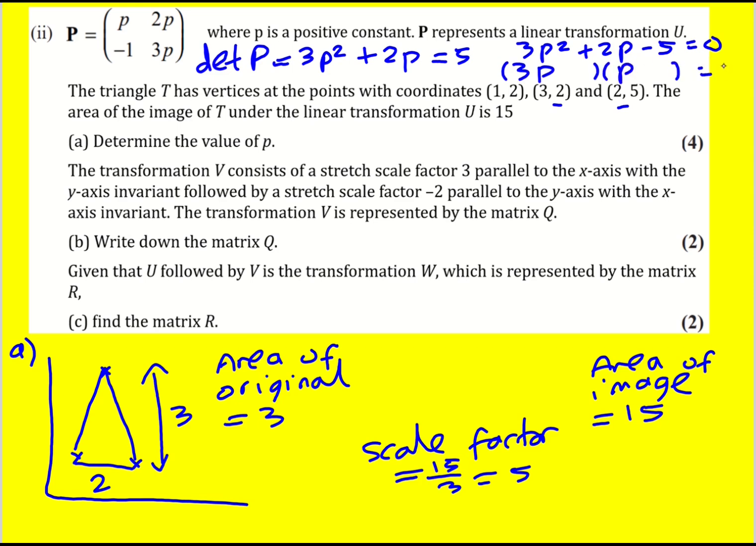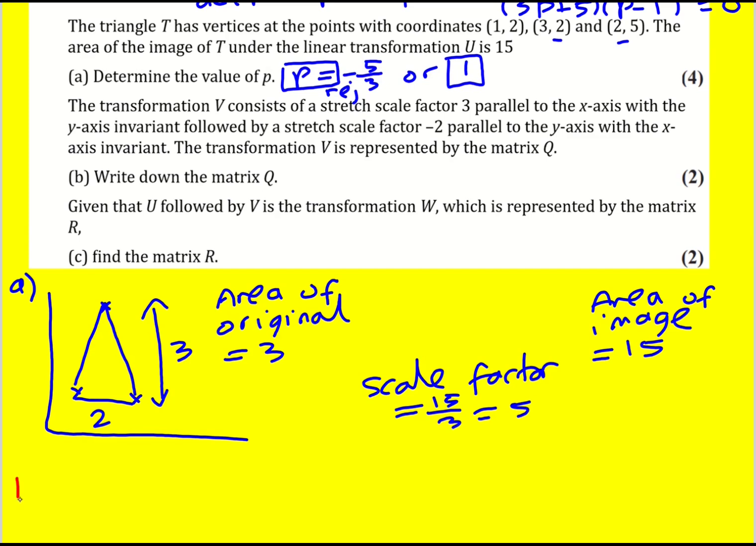Okay, let's try and factorize it. So I'll put a 5 here and a 1 here, and it'll all work out. I'll put a plus and a minus. So P is equal to minus 5 over 3, or 1. I'm going to reject minus 5 over 3 because it says that P is a positive constant, and therefore P is just going to equal 1.